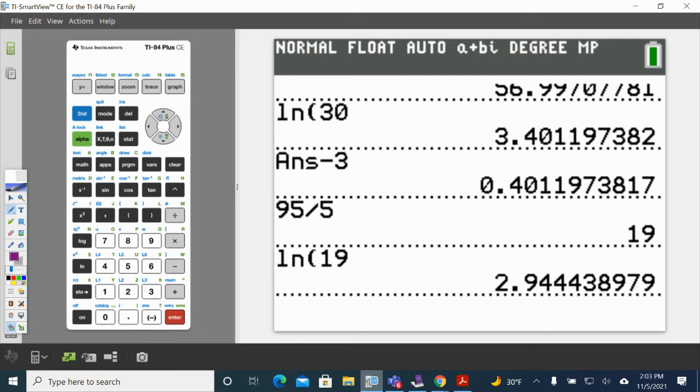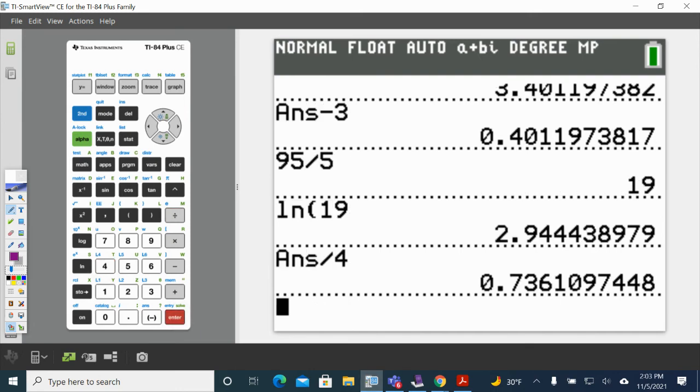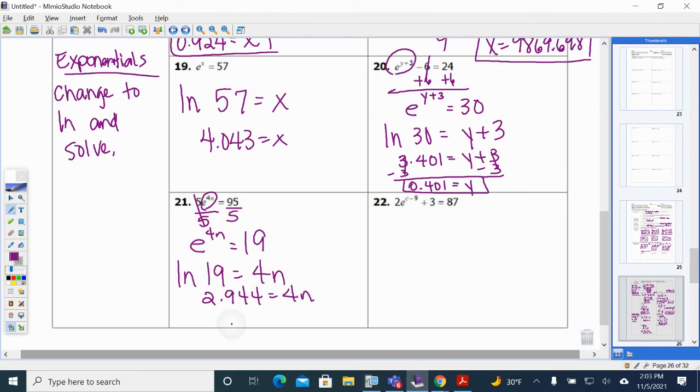And divide by the 4. 0.736. 0.736 for n. Again, if you substitute that in, I will tell you just for time's sake that it does work. Last one, number 22.